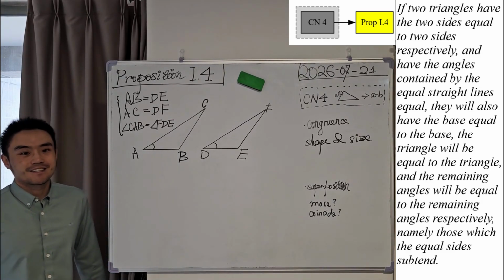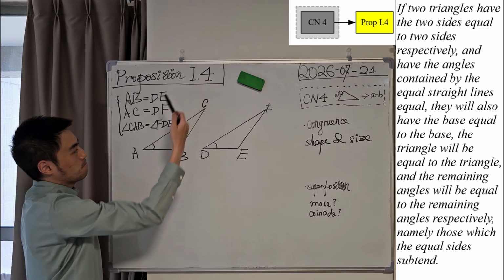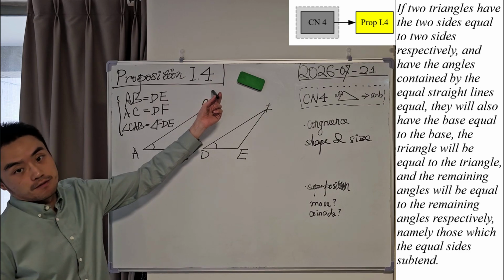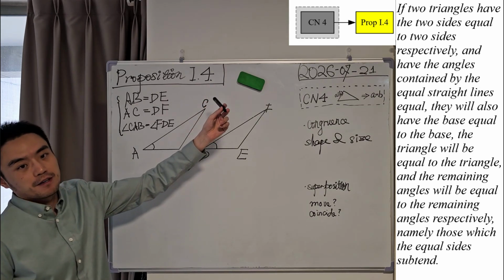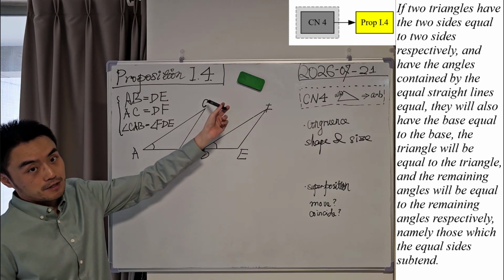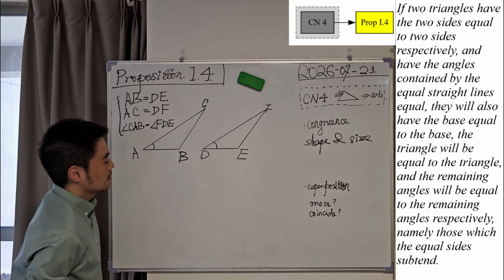Good afternoon. In this video, we are going to talk about proposition 4 from book 1. Before we start, I would like to say the proof of proposition 4 is probably one of the most controversial proofs in the Elements, and we'll talk about it later, okay? So let's start the proposition.